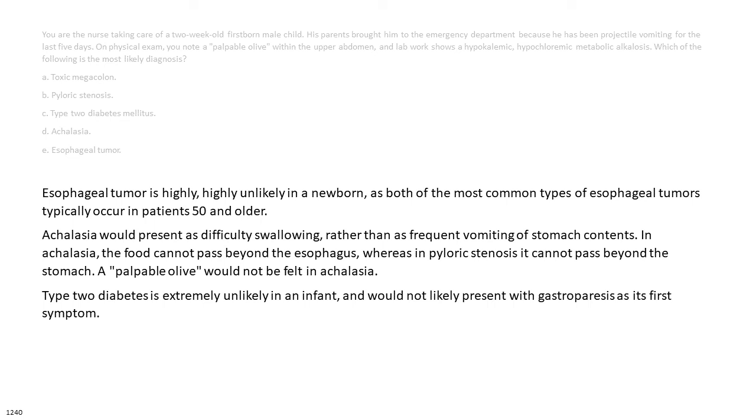Achalasia would present as difficulty swallowing, rather than as frequent vomiting of stomach contents. In achalasia, the food cannot pass beyond the esophagus, whereas in pyloric stenosis it cannot pass beyond the stomach. A palpable olive would not be felt in achalasia. Type 2 diabetes is extremely unlikely in an infant, and would not likely present with gastroparesis as its first symptom.